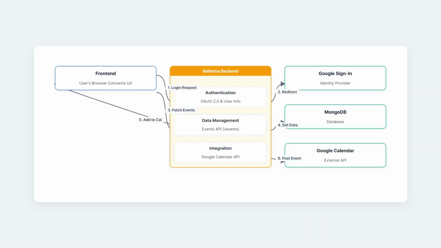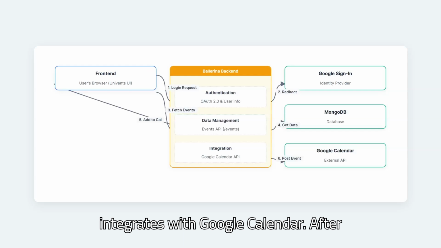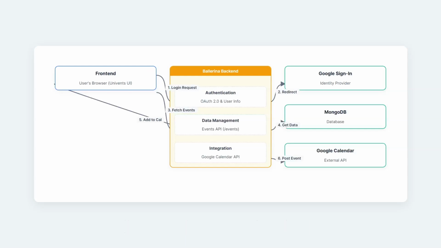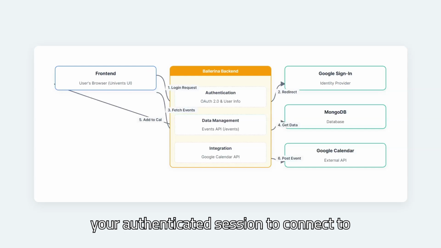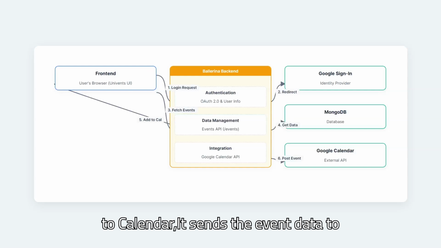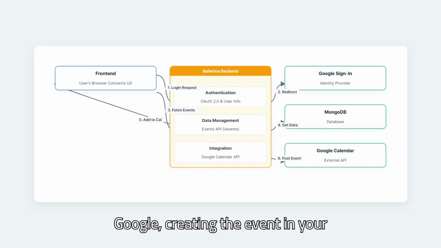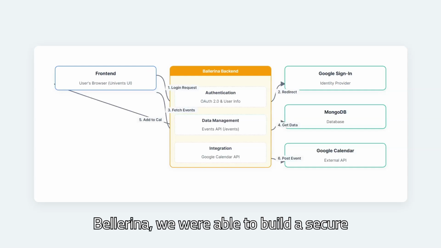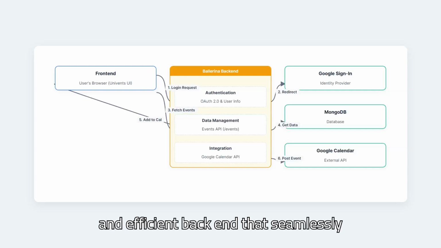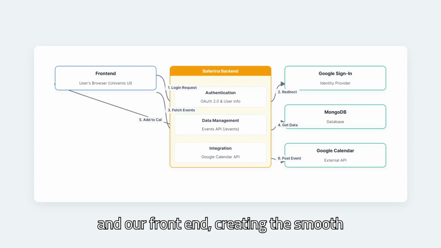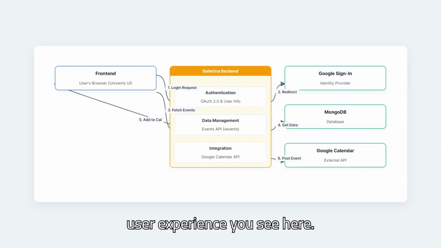And third, it integrates with Google Calendar. After you log in, the backend uses your authenticated session to connect to Google Calendar API. When you click Add to Calendar, it sends the event details to Google, creating the event in your personal calendar for you. By using Ballerina, we were able to build a secure and efficient backend that seamlessly connects our databases, Google services, and our frontend, creating the smooth user experience you see here.